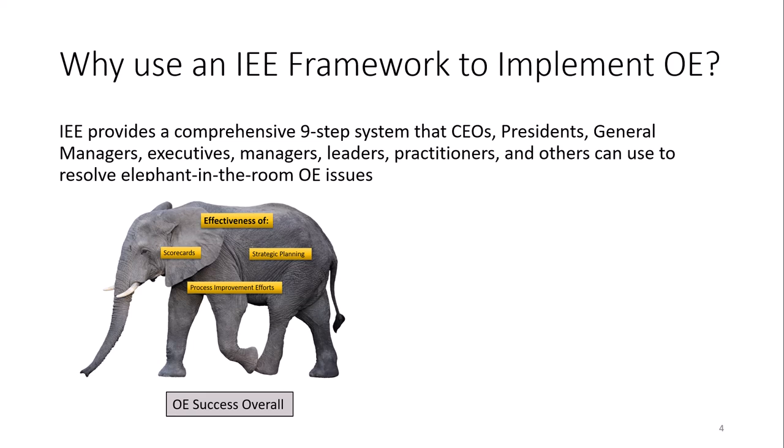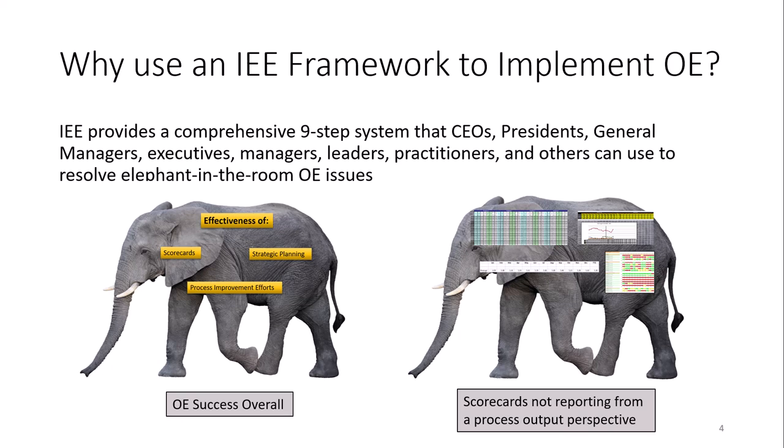OE success issues include the effectiveness of scorecards, strategic planning, and process improvements. The second element here is related to traditional scorecard reporting. For example, table of numbers, red, yellow, green scores, meet the numbers or else scorecards do have fundamental issues with alignment with OE.